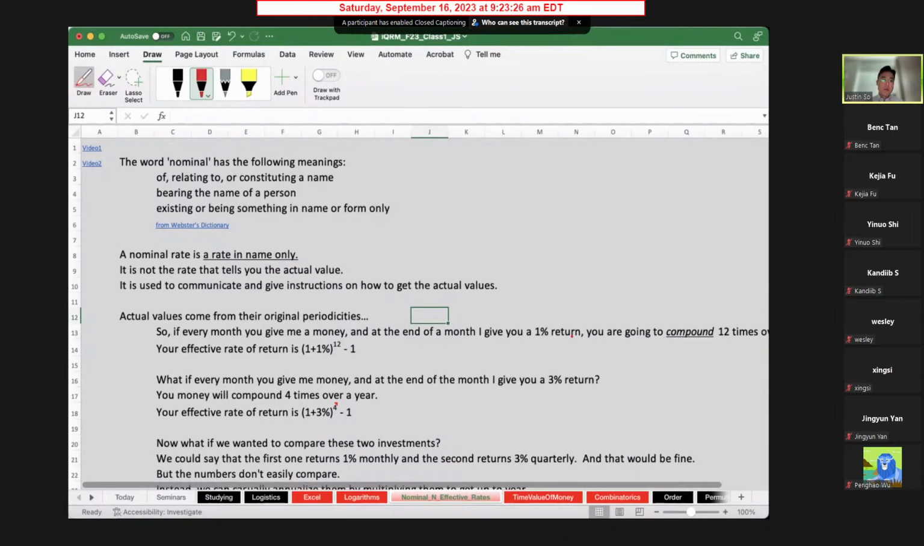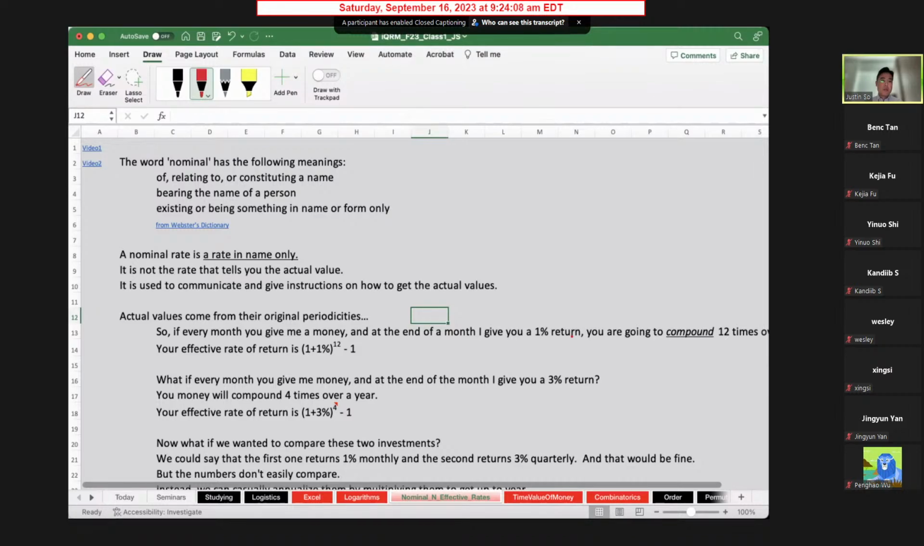So the nominal rate in finance, and generally in economics and also in the real world, is just the rate in name only. So what does that mean, name only? It indicates, it shows the rate, but that's actually not exactly the rate we're going to pay. So what is the actual rate or actual value you're going to pay? We need to understand the compounding concept.